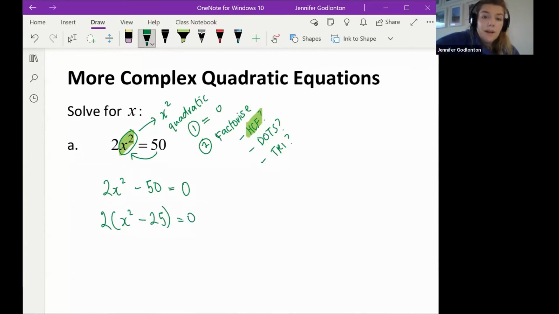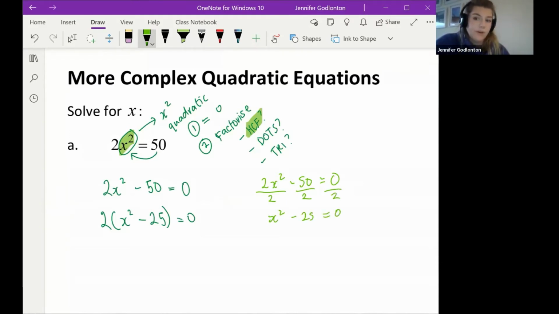Now, some people in our class last week divided by a number, which is also fine. So you could have also, at this point over here, divided everything by 2. It's doing the exact same thing, and you would have been left with x squared minus 25 is equal to 0. Totally fine to do it that way.